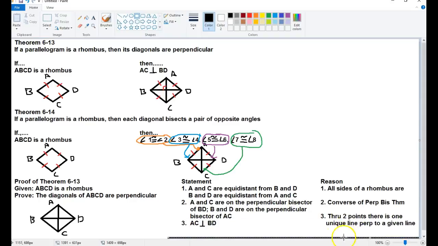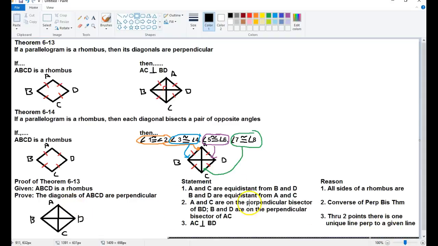Then, I might as well just show it all. A and C are on the perpendicular bisector of BD. B and D are on the perpendicular bisector of AC. And that's the converse of the perpendicular bisector theorem. Hopefully you guys remember that theorem. Last one, AC is perpendicular to BD, because through 2 points there's only one unique line perpendicular to a given line.